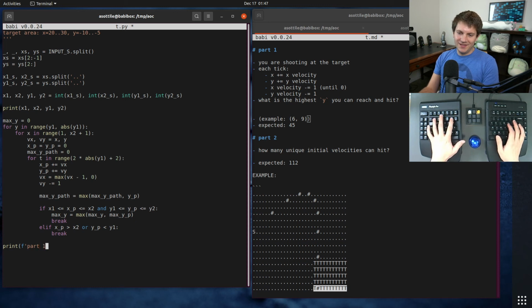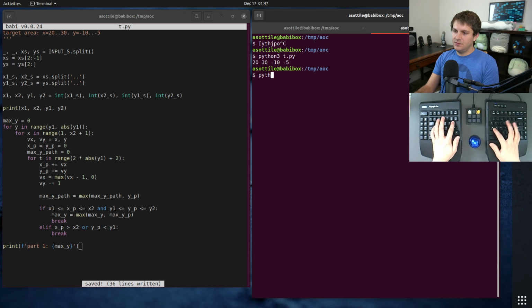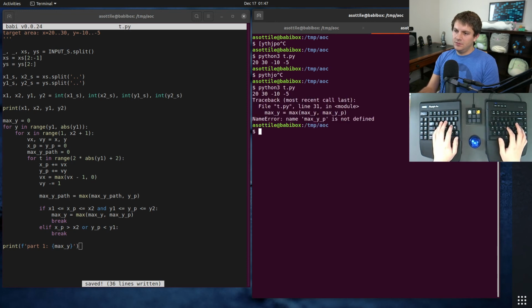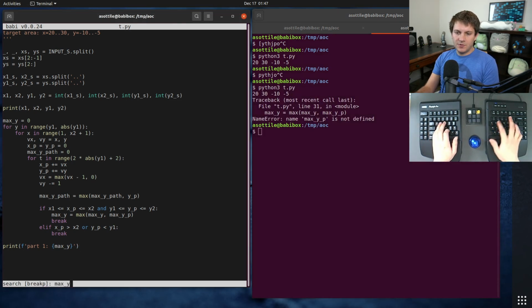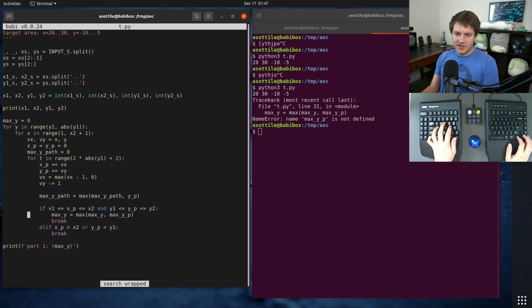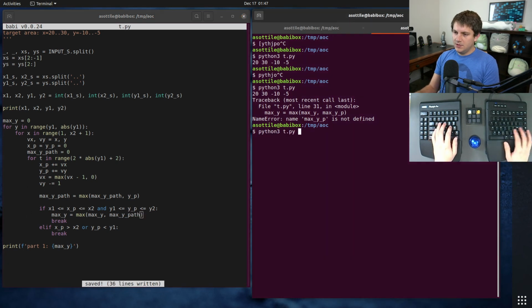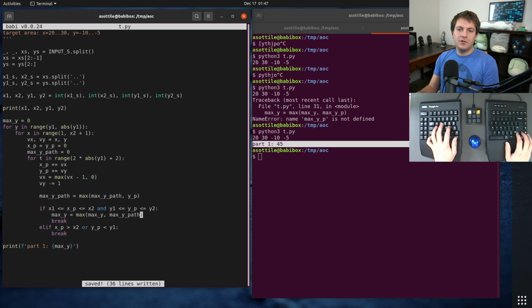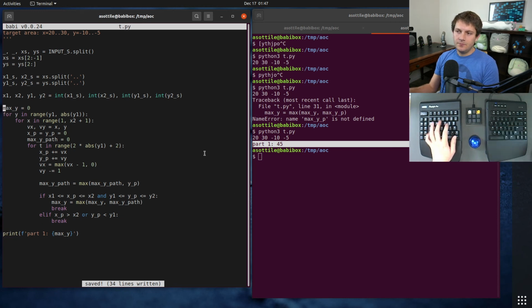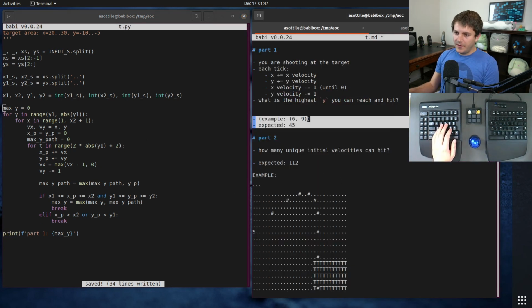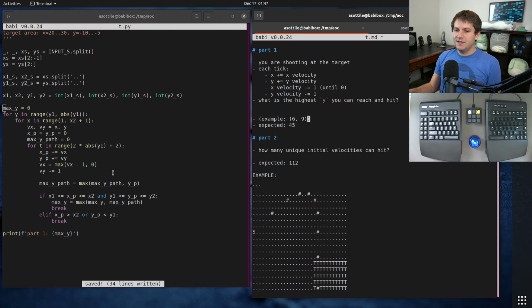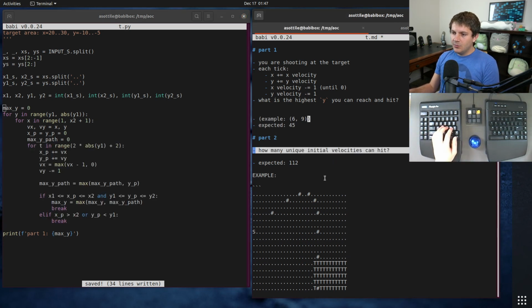Part 1, max y, assuming I didn't make typos. Max yp, oh, it's max y path. Yep, cool, so that's part 1. Oh, we have a stray print up here. Okay, so that's part 1. We just simulated everything, and this is fast enough for the sample inputs. Part 2 is how many unique initial velocities can hit.